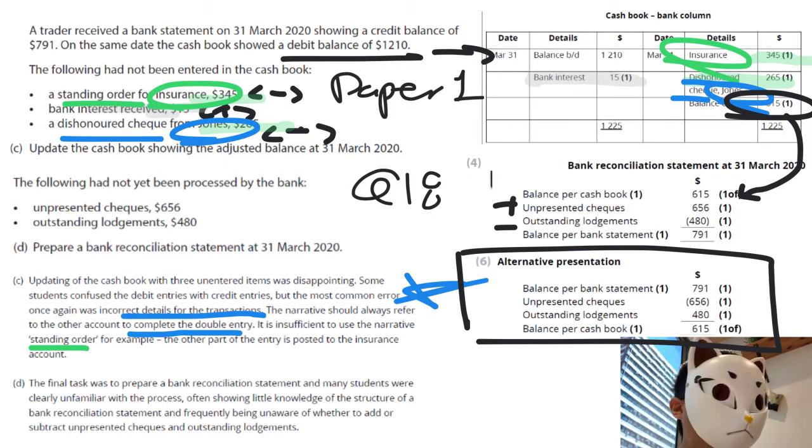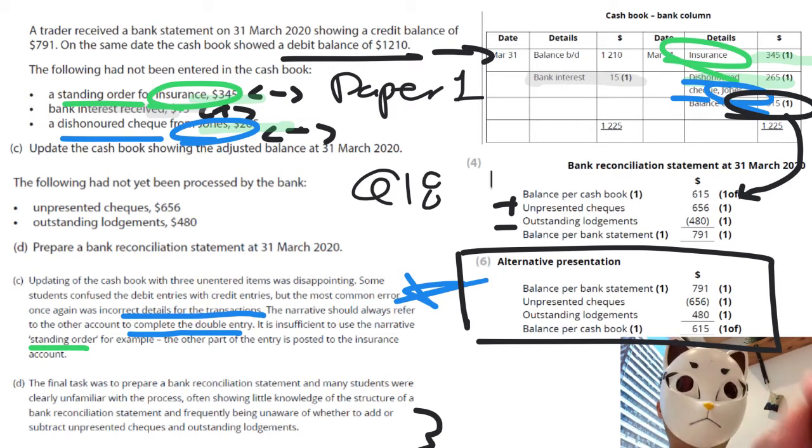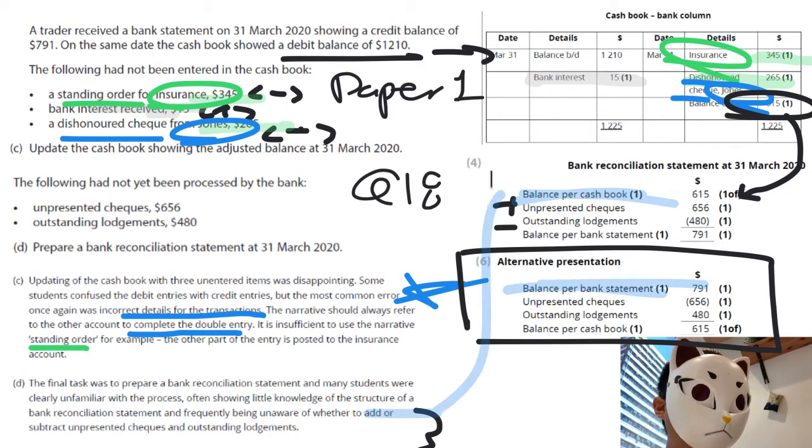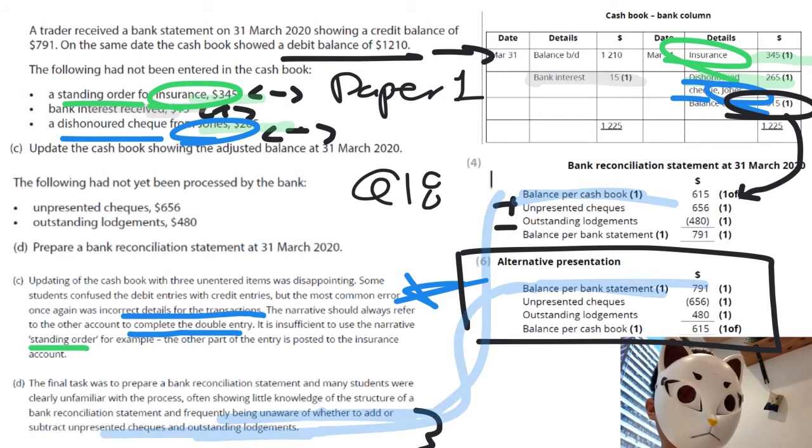So it's a kind of misconception, I would say. Whether it is add or subtract depends on whether you start with the balance per cash book or the balance per bank statement. So remember that. Whether you add or subtract depends on what you start with. If you start with the balance per cash book, you add the unpresented checks and deduct the outstanding lodgement. Vice versa in the alternative presentation.